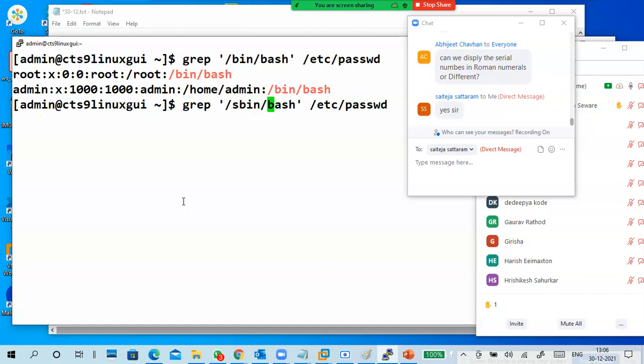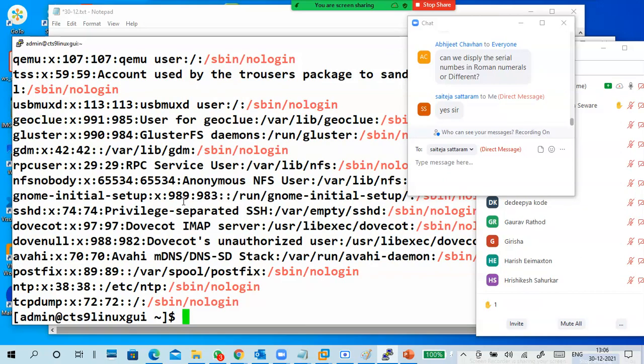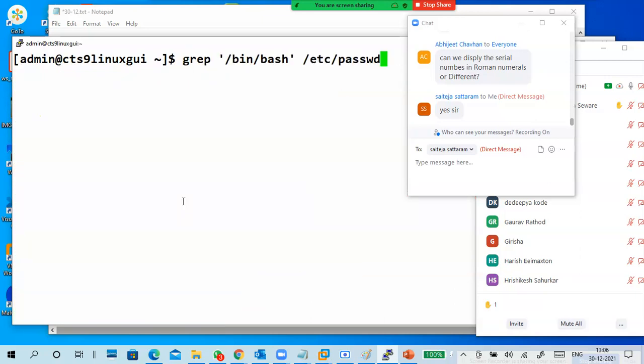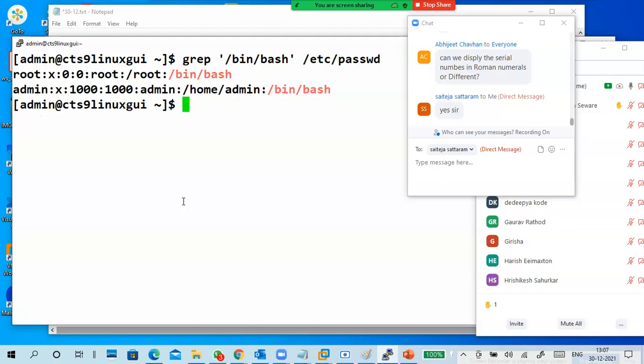Bin nologin: these users are not able to log into the PC. They are users, but they can't log into the PCs. So these are nologin people. So what I did is a pattern: I want to see which user has bin bash.